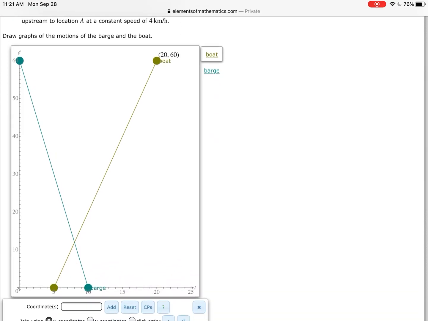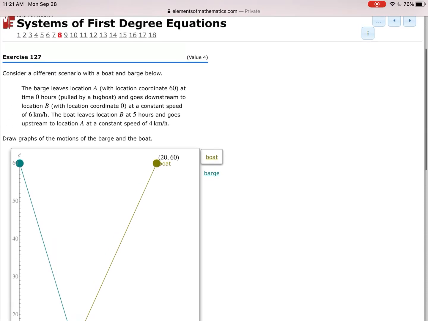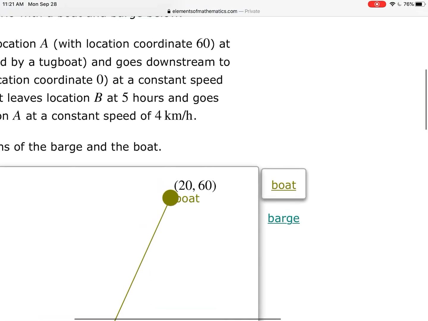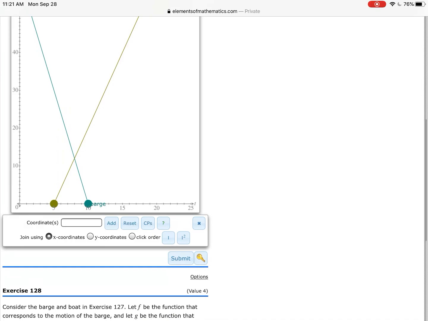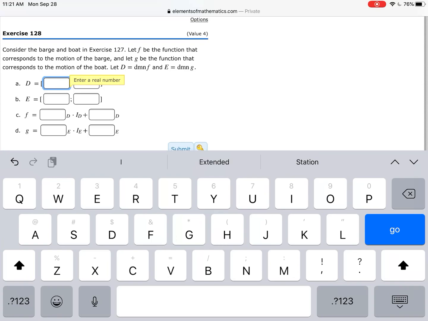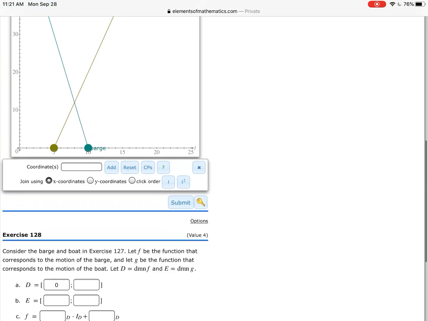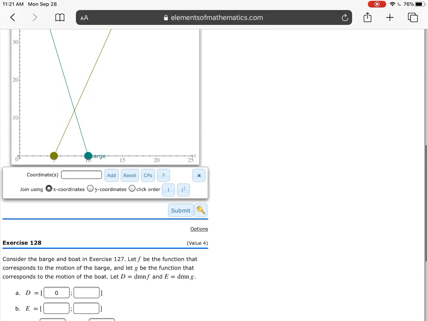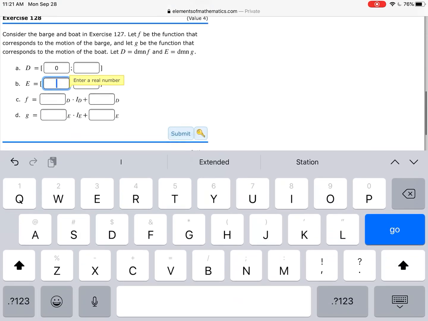But again, it'd be a mistake to put this point here, the last one I've gotten right there in the center of the screen. It'd be a mistake to put that at 1560 because that would only be true if it started at 0. You were told it leaves location B at 5 hours, not 0 hours. So, as you go to do exercise 128, make sure you're putting the domain in correctly. So 0 is where the barge starts, and what time does it end? I'm going to leave that up to you to figure out.